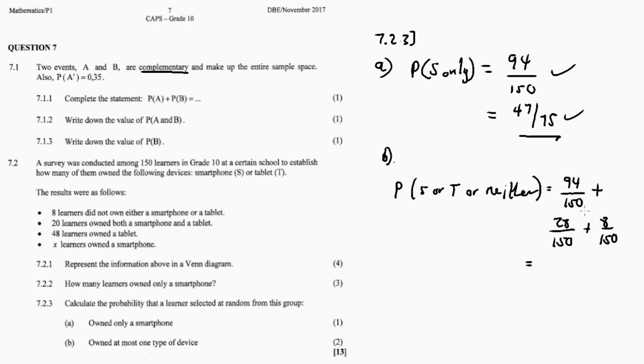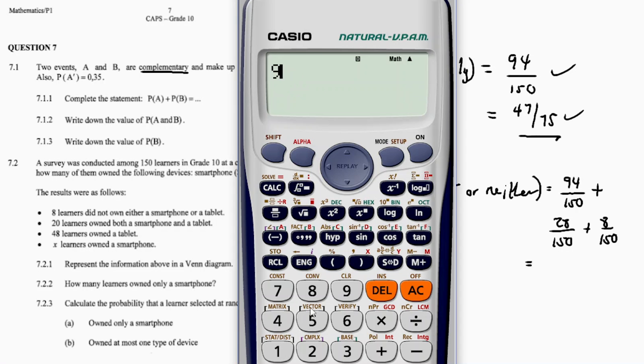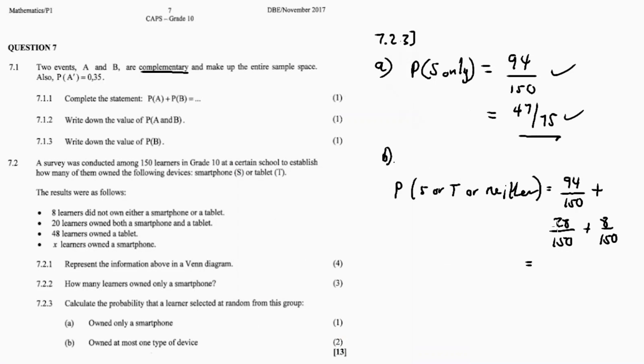okay, I'm denominator yafana. I think it's a challenge for one. So it's 94 plus 28 plus 8, 36. Yeah, 36 plus 94 is equal to 130. Okay, so check again. Plus 28 plus 8 is equal to, voila, 130 divided by 150.